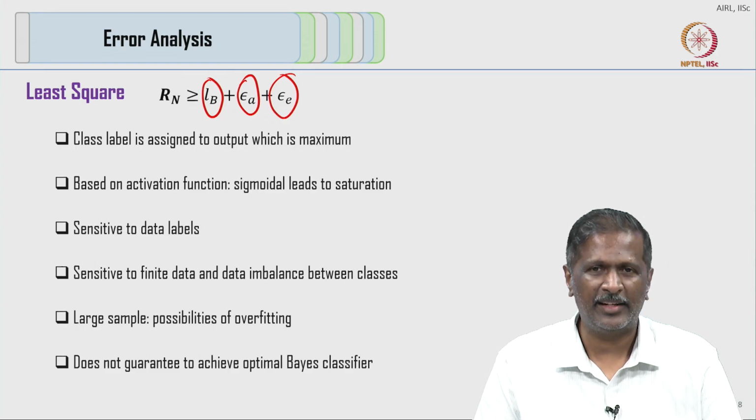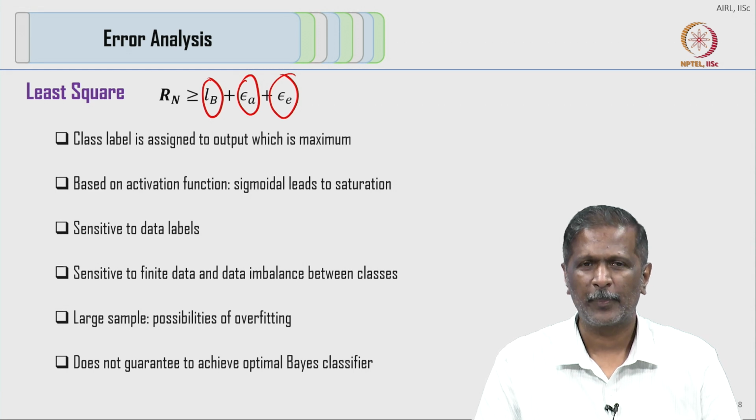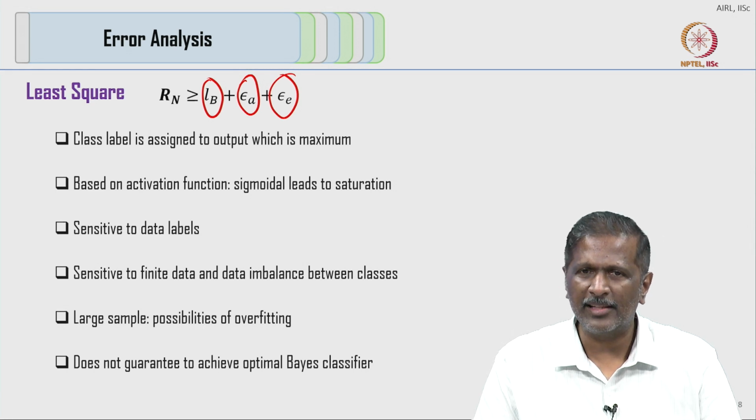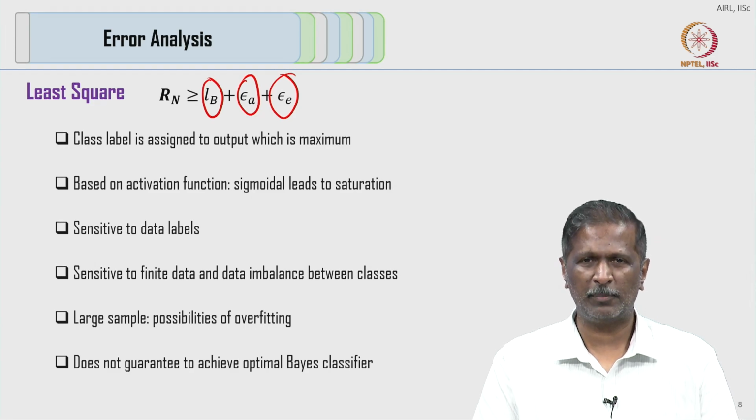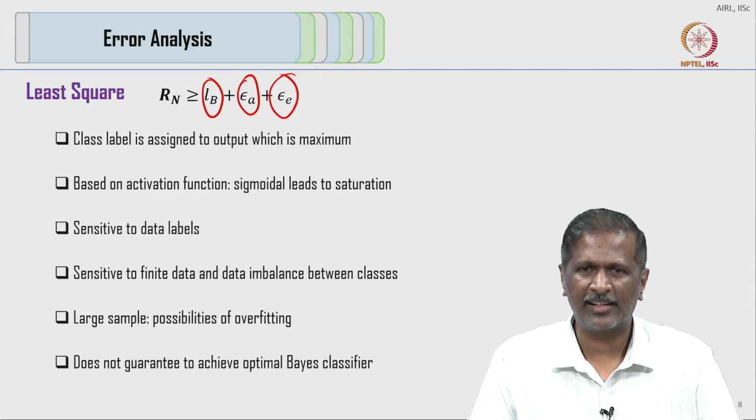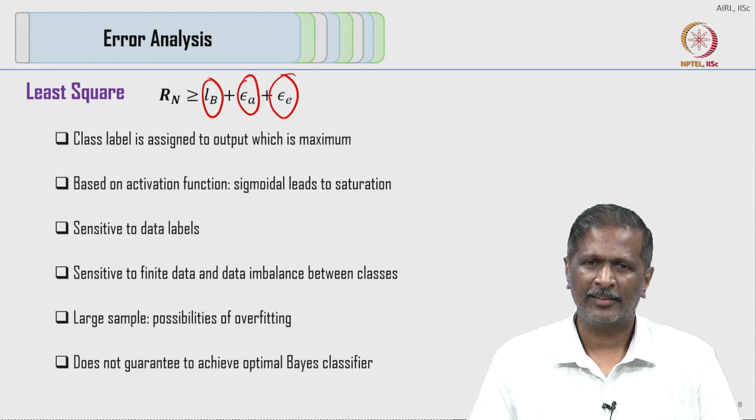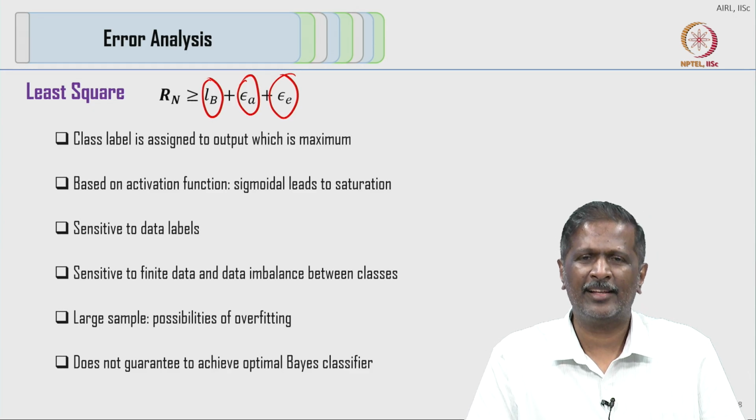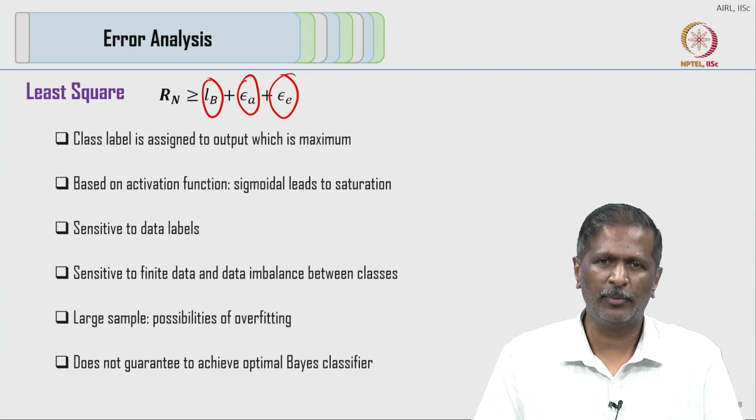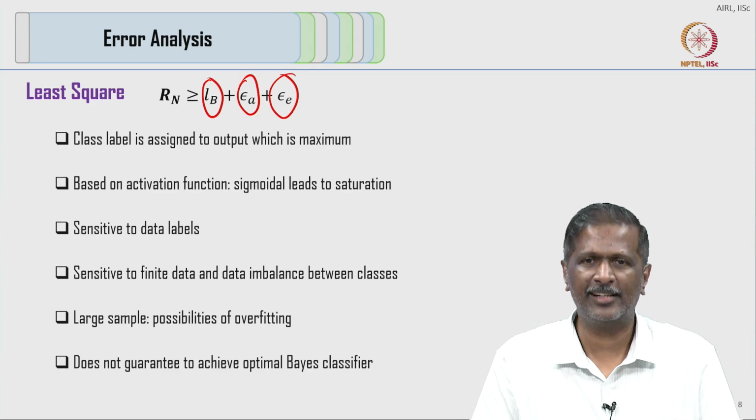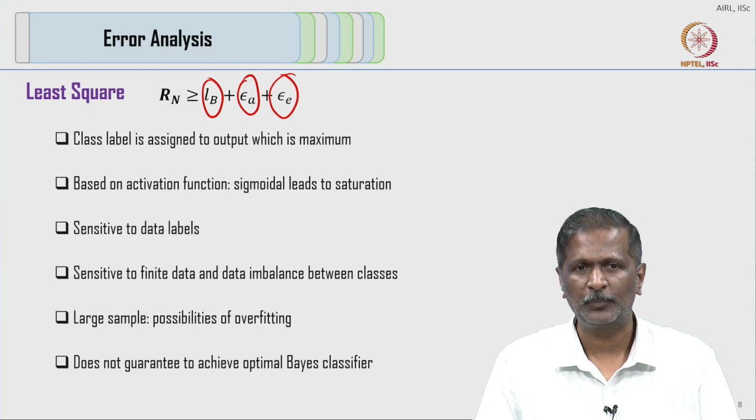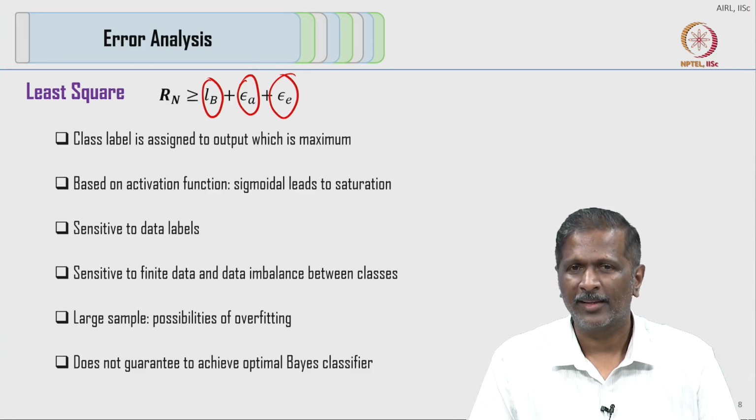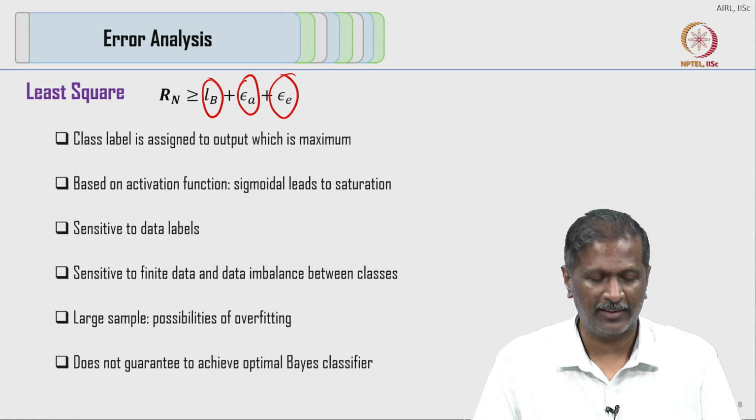With finite data, if the data is not distributed very well, the loss function is also going to be affected. There is an imbalance in data: one class is more represented, the other classes are less represented. The gradient will tend towards the class which is overrepresented. You may have an overfitting problem here, and generalization gets affected significantly. If you have a larger sample, you will also have an overfitting problem. Generalization will get affected again.